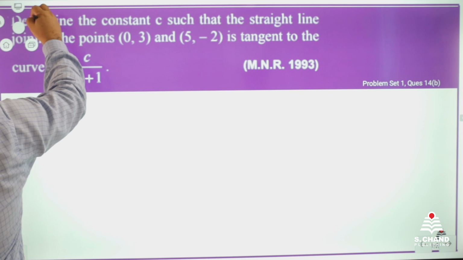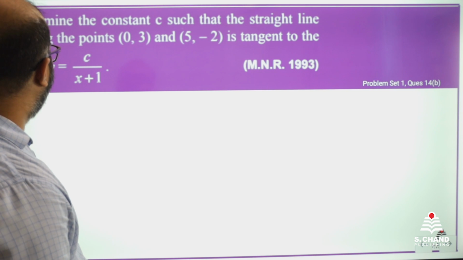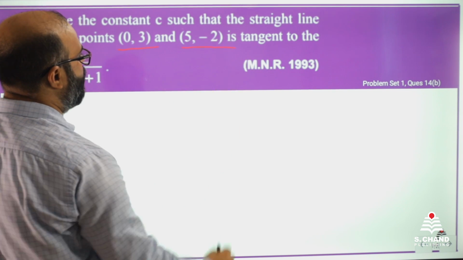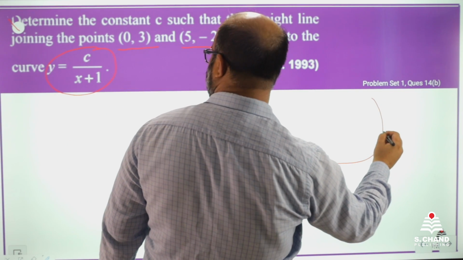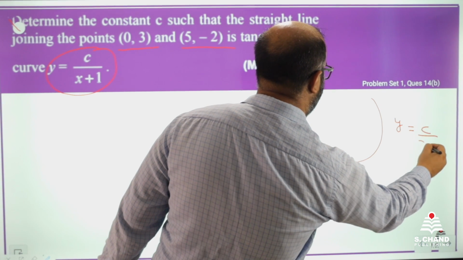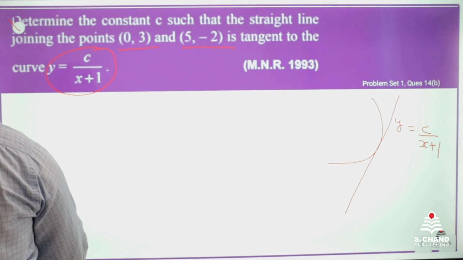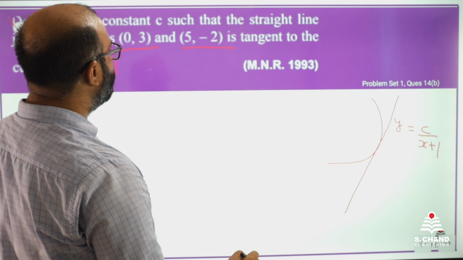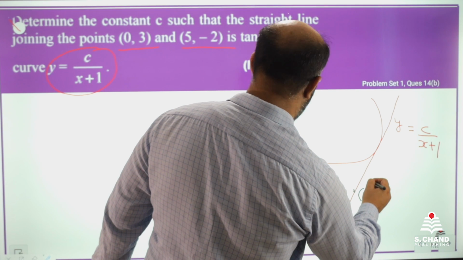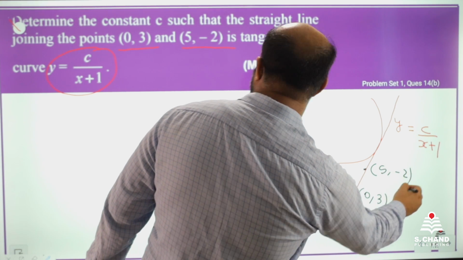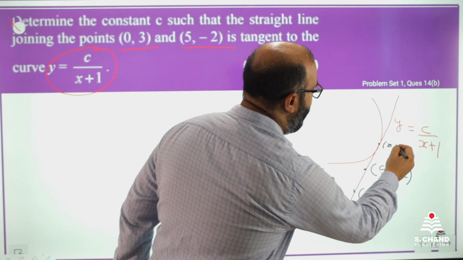Next question comes here. This question says, determine the constant c such that the straight line joining the points 0, 3 and 5, minus 2 is tangent to this curve. So this curve is y is equal to c upon x plus 1, and there is a tangent to this curve. When you take the tangent to this curve, it is passing through 2 points 0, 3 and 5, minus 2, like this.